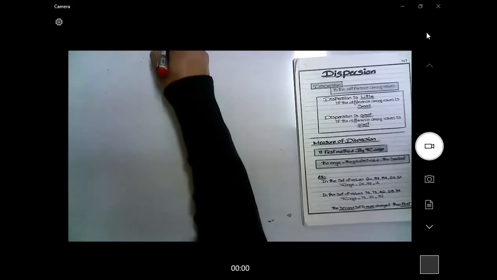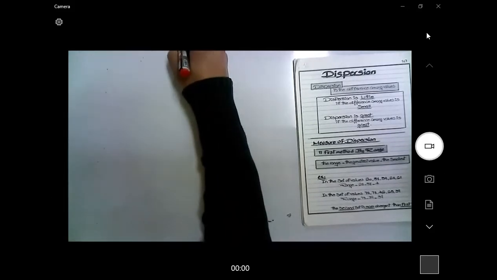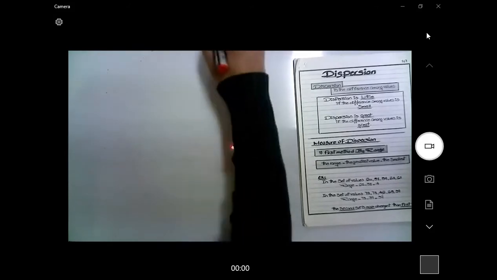Now we have some questions. The standard deviation for a set of equal values.